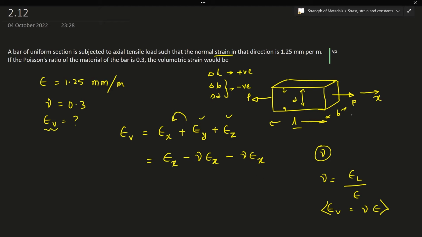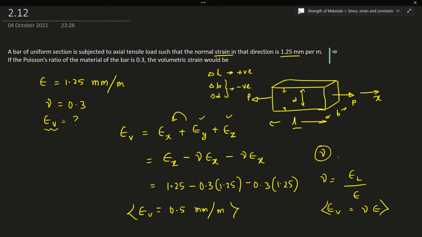So here epsilon x is nothing but epsilon L, that is the change in length divided by the original length. So that is given as 1.25. So here I'll have 1.25 minus 0.3 into 1.25 minus 0.3 into 1.25, which is nothing but 0.5 mm per meter. So this is the volumetric strain of this particular prismatic bar. Okay, so let me move on to the next question now.